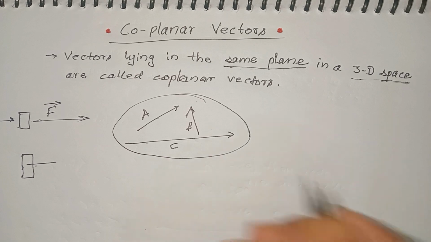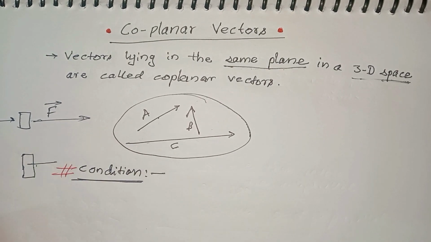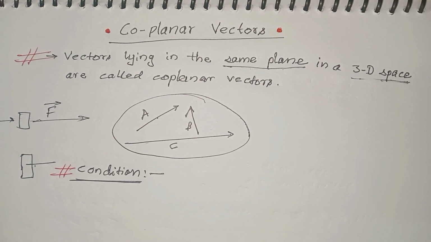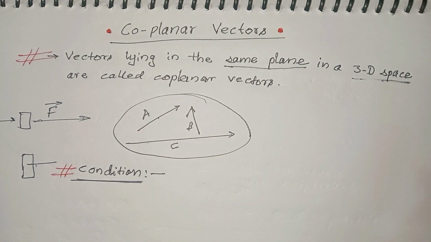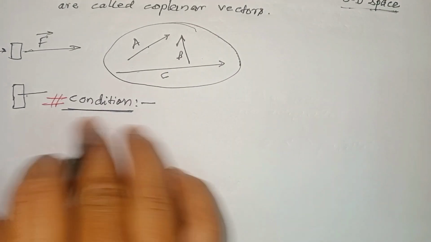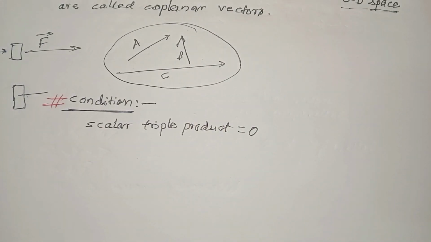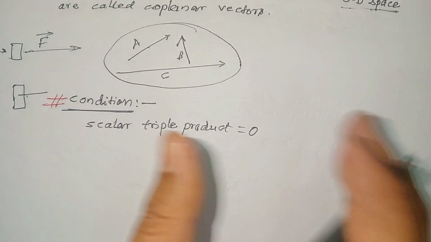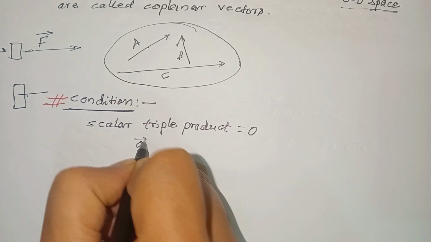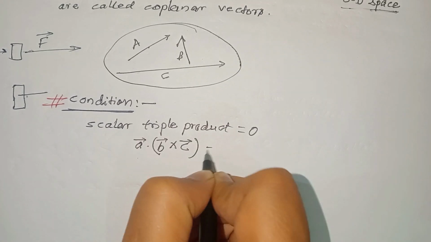Now let's see what the condition for being coplanar is. This is the defining part. How can we say when the vectors are coplanar? It will be shown by the condition: when the scalar triple product equals 0, then the vectors are coplanar. The scalar triple product means vector A dot vector B cross vector C, and this is 0.